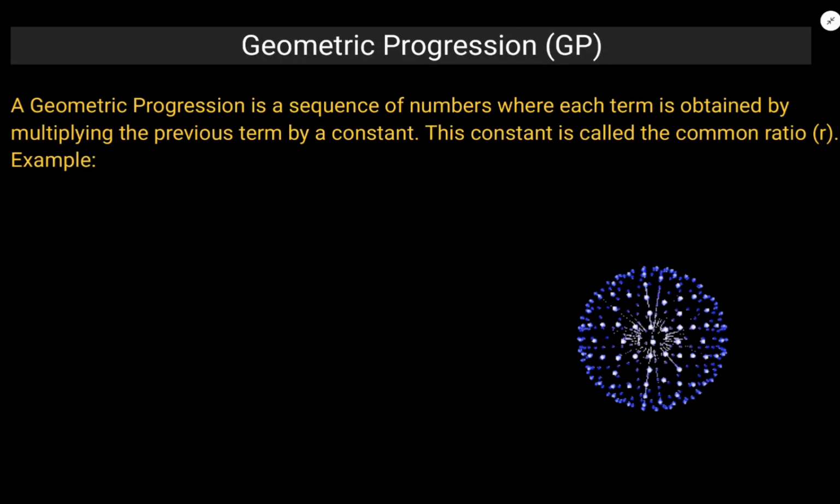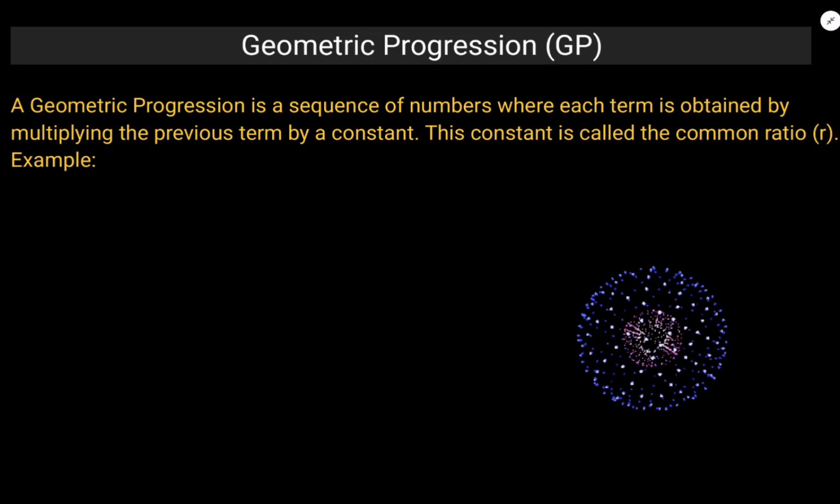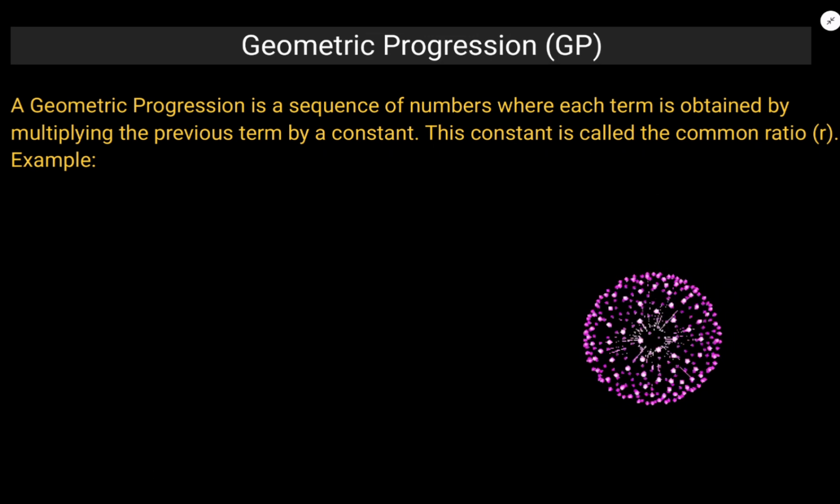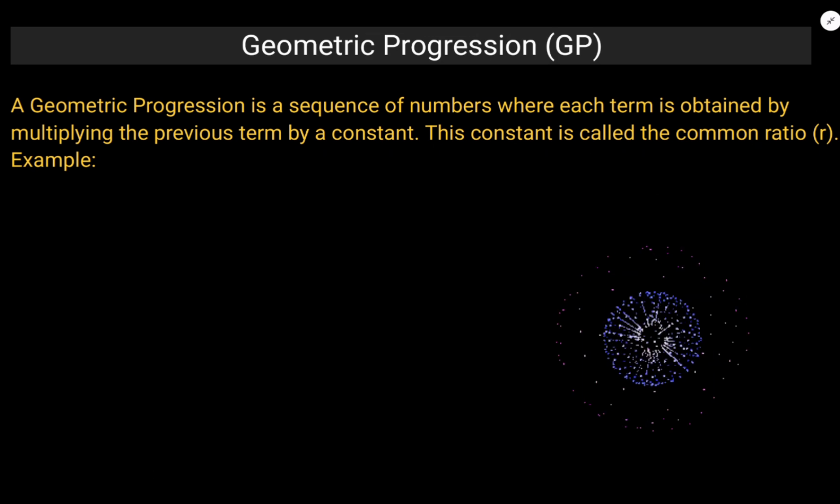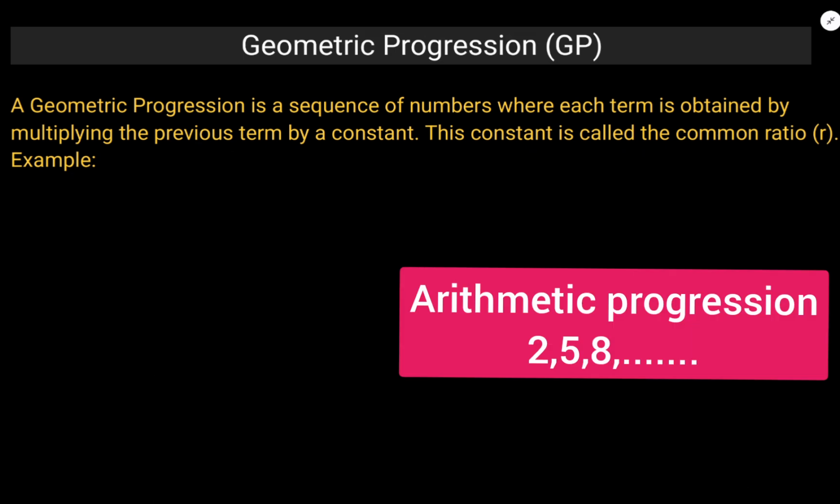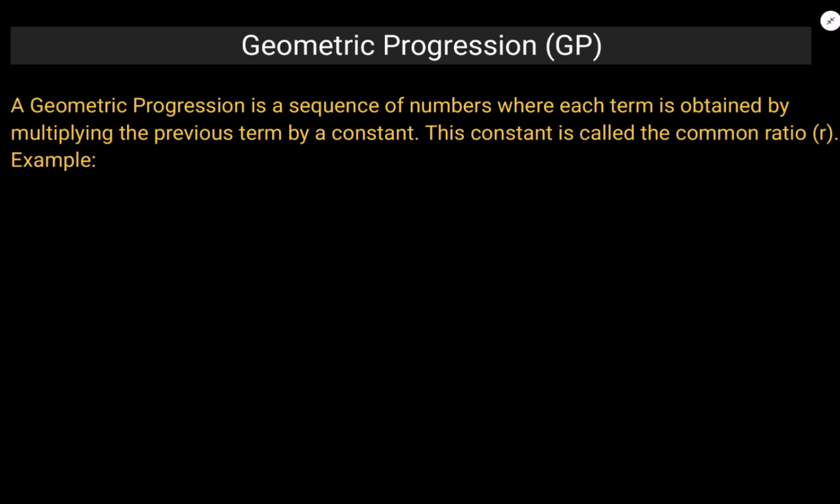Here we are learning geometric progression today. What is a geometric progression? We have already learnt about arithmetic progression where the difference between each consecutive term is the same. But here the difference is not the same. Here the ratio is the same.